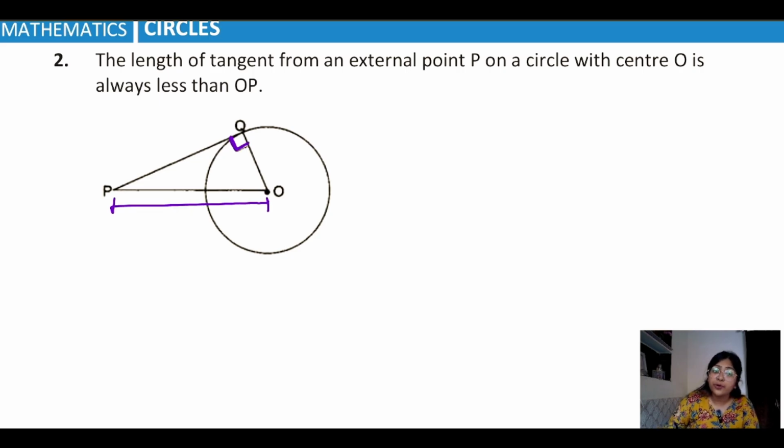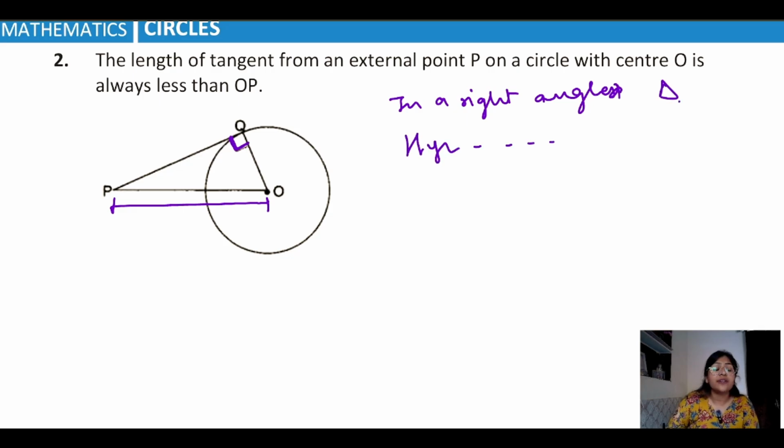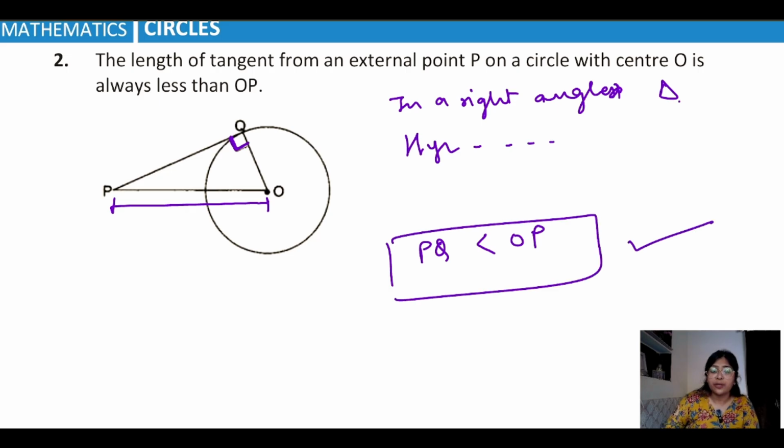will be the hypotenuse. And in a right angle triangle, hypotenuse is always the greatest side. So this statement is always true. So PQ is always less than OP. This is the true statement because OP is the hypotenuse, and in a right angle triangle, hypotenuse is the longest side of a right angle triangle. Okay, learners, now moving to the next question.